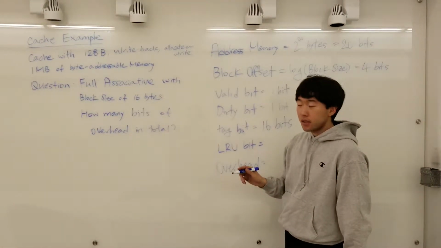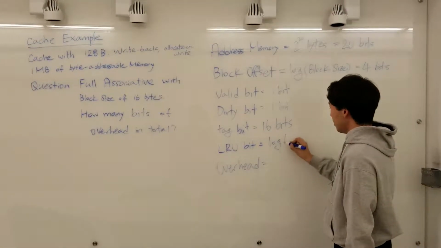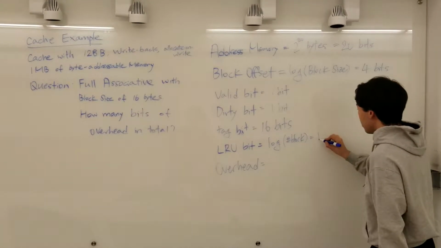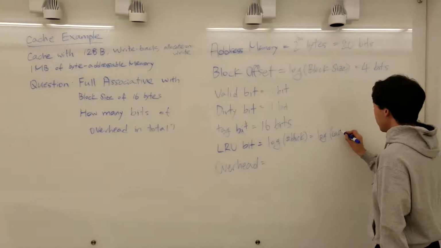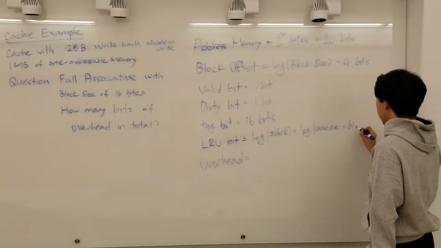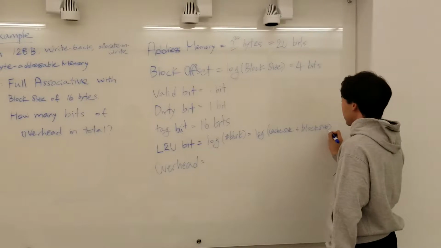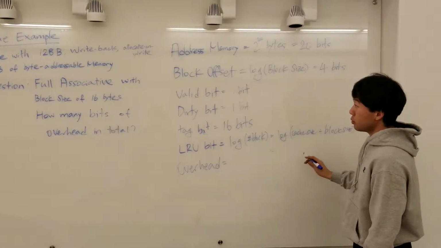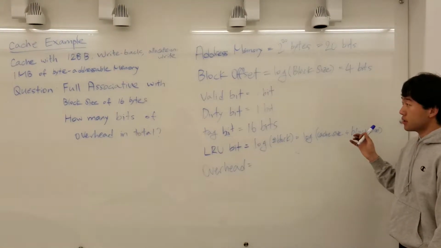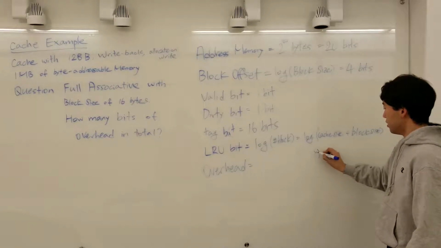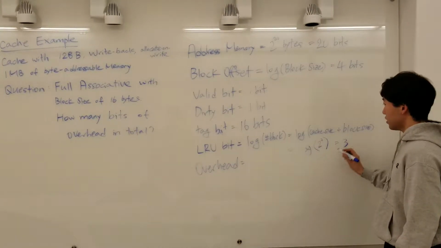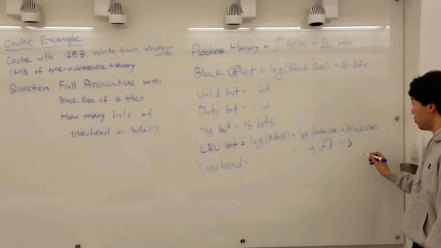The LRU bit is basically the log of the number of blocks, and it is equal to the log of the cache size divided by the block size. So in this example, the cache size is 128 and the block size is 16. So 128 divided by 16 is 8, which is 2 to the 3, so the log of 2 to the 3 will become 3. So the LRU bit in this example will be 3 bits.